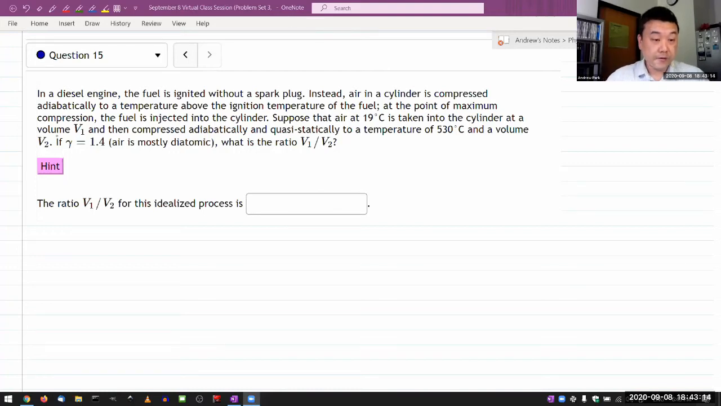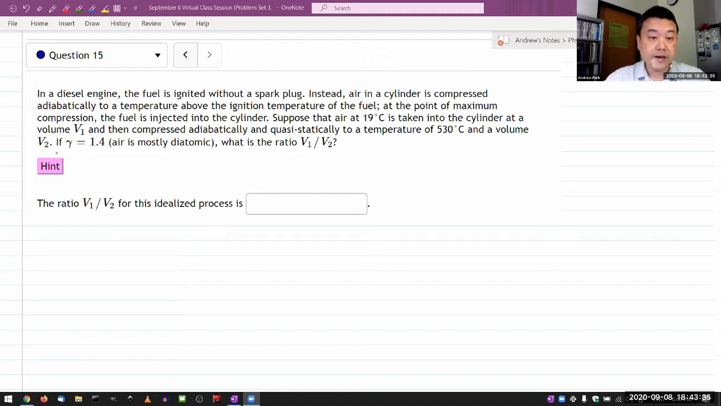This is question 15. It says, you know, diesel engine. If you don't know anything about diesel engines, not a problem. Sometimes a question gives you, again, extra information to try to throw you off. So here, what I'm hoping for is that I don't need to know anything about the diesel cycle to answer this.